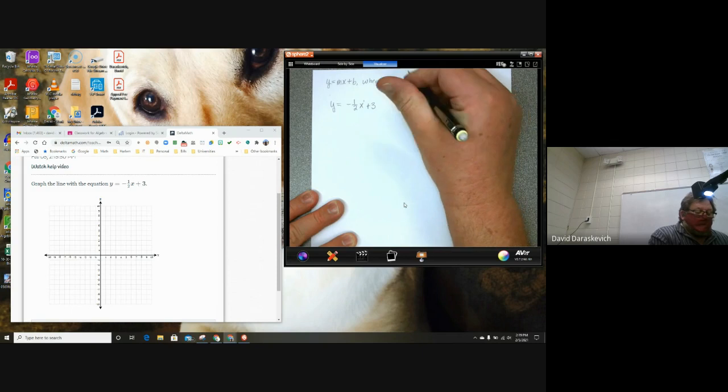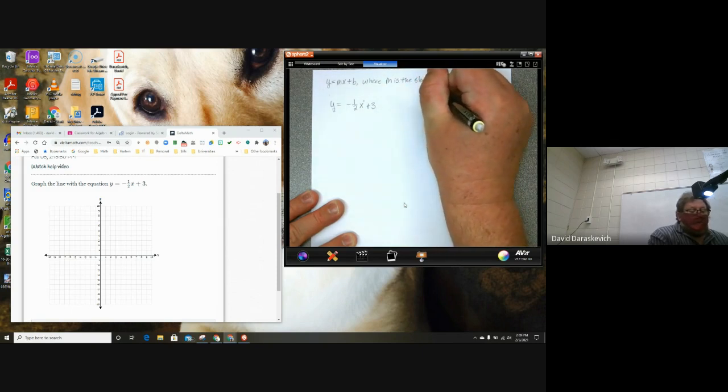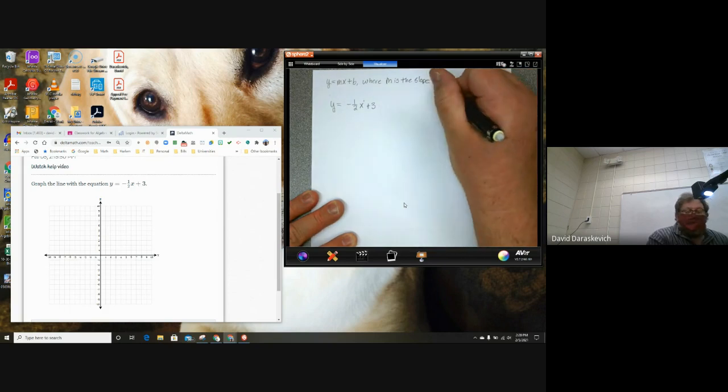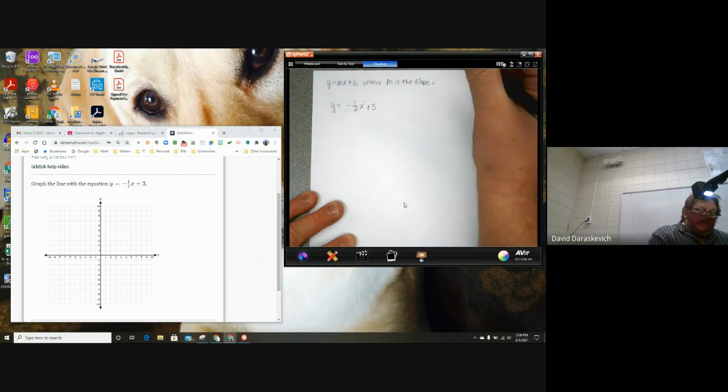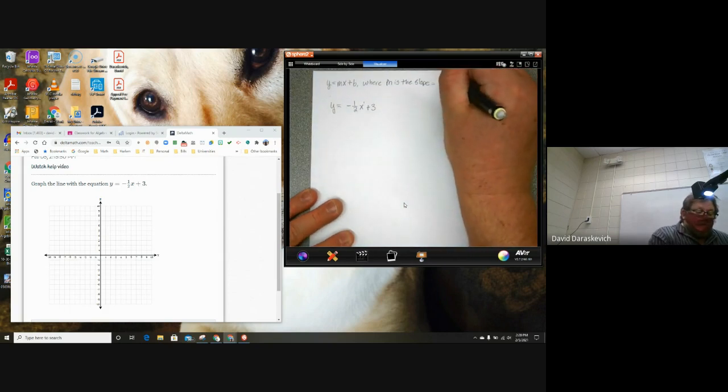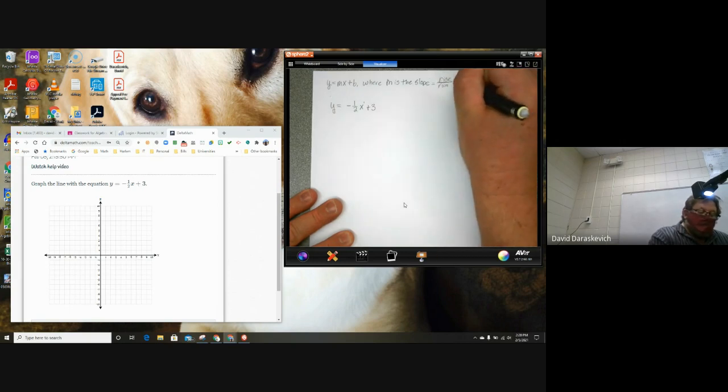That's right, the slope. Now, the slope, if you remember, is rise over run, or up or down over left or right, all depending on the sign, right?